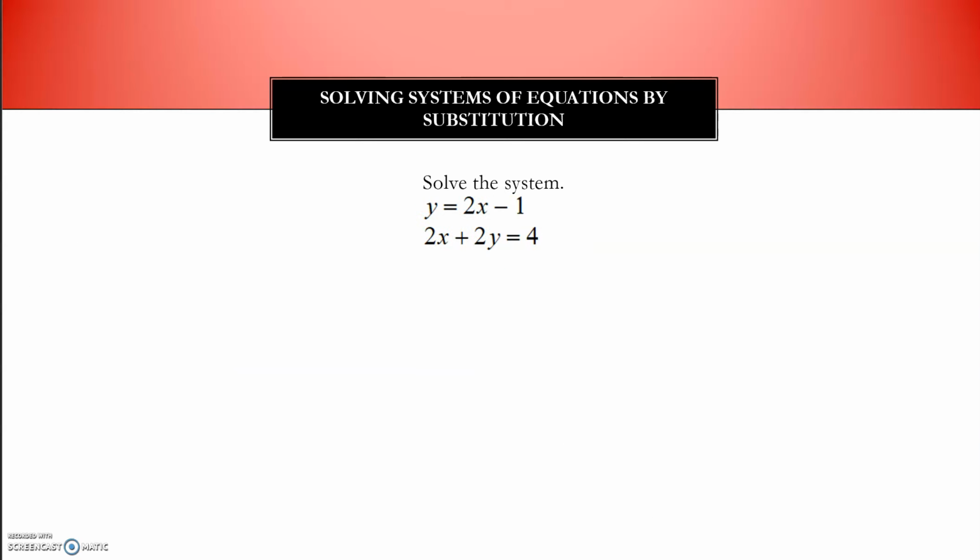All right. I think it's time for you to do some practice. So hit pause, try this one out, find both x and y, and then hit play when you're ready to go over the answer.